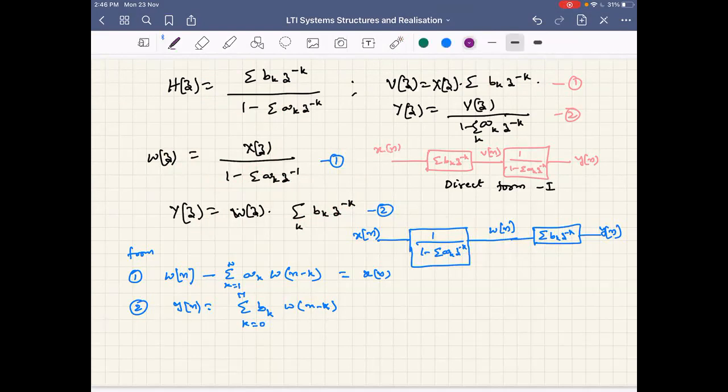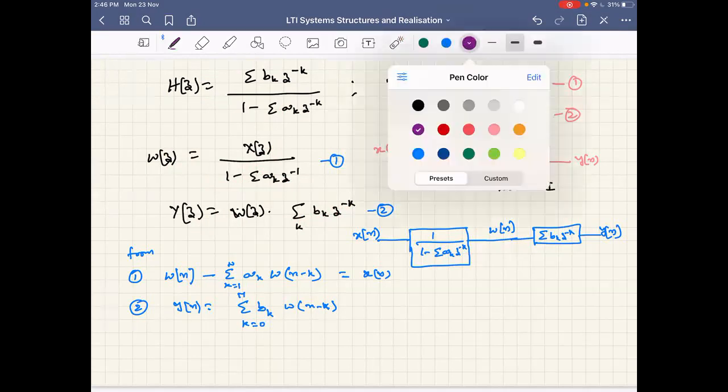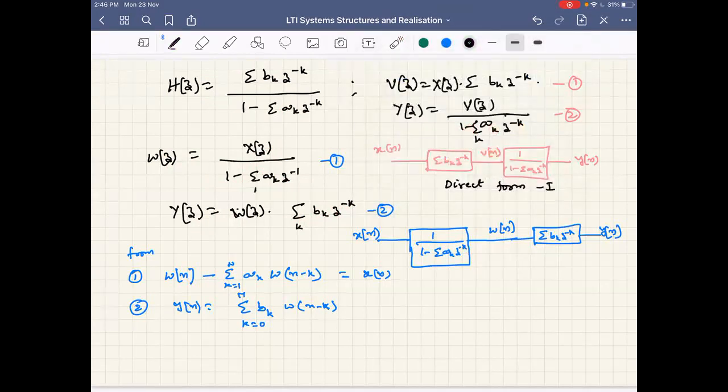And this k goes over what? This k goes over 0, 1 to n, and this k goes over 0 to m, as you can see, right? And the specific equations in discrete time system corresponding to this are: w[n] minus the sum of a_k into w[n minus k] is equal to x[n]. Similarly, y[n] is equal to the sum of b_k into w[n minus k] for the second one.